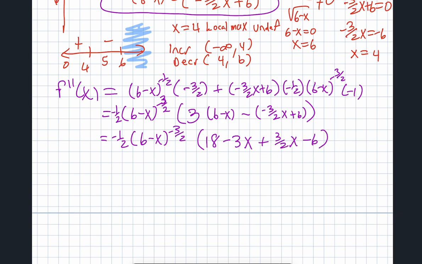So let's distribute that negative. If we distribute that negative, then we can combine like terms. Okay, so 18 minus 6 is 12. Negative 3 plus 3 halves is negative 3 halves.